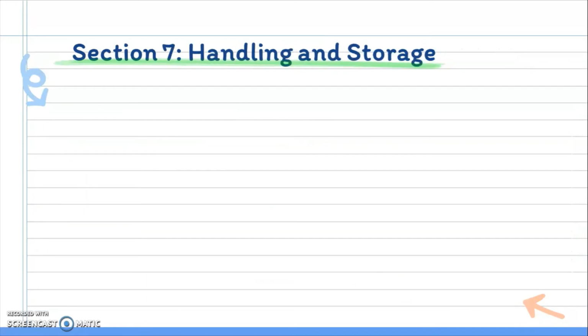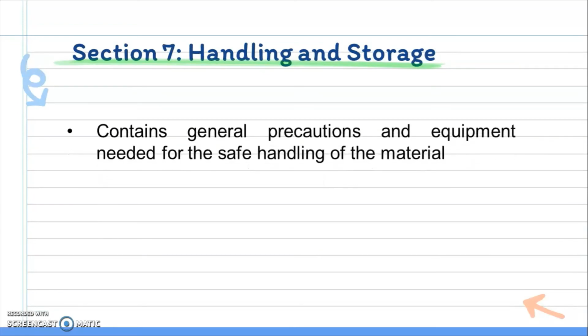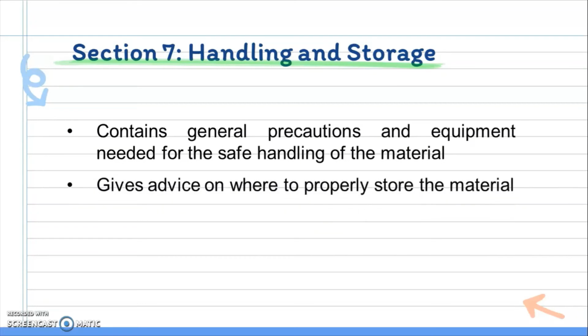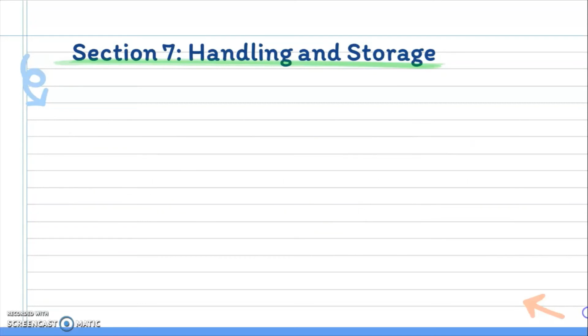Section 7 is handling and storage. It contains general precautions and equipment needed for the safe handling of the materials. Dito natin mababasa kung paano natin dapat ini-store at hinahandle yung ating mga material. It gives advice on where to properly store the material.